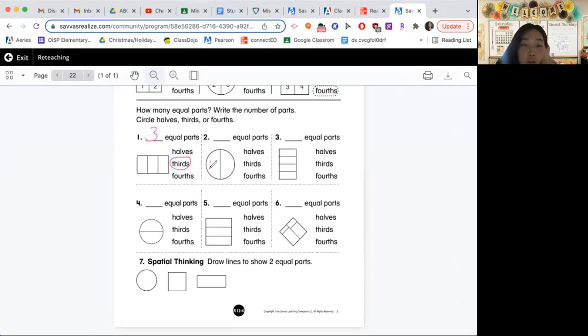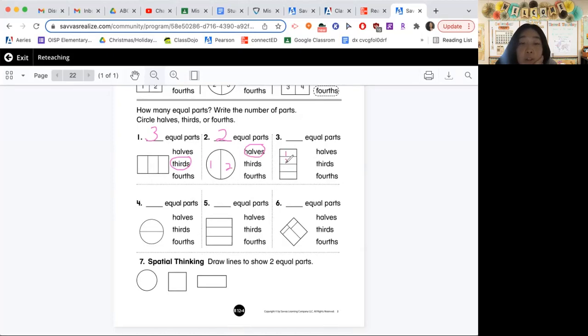Number 2, how many equal parts are there? 2. So is that halves, thirds, or fourths? Halves. Number 3, how many equal parts are there? 4. So was that halves, thirds, or fourths? Fourths. Number 4, how many equal parts? Halves, so that would be 2. What about number 5? Thirds.